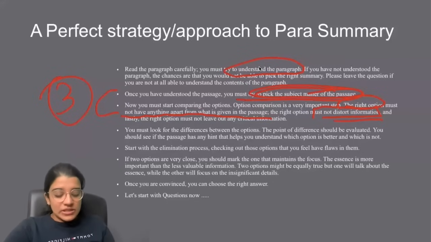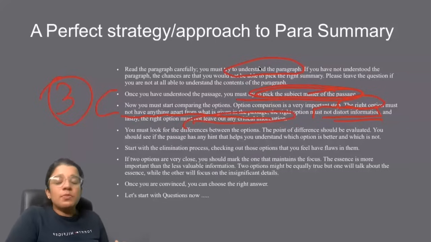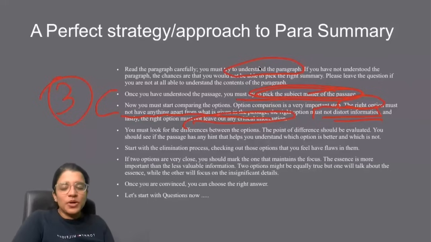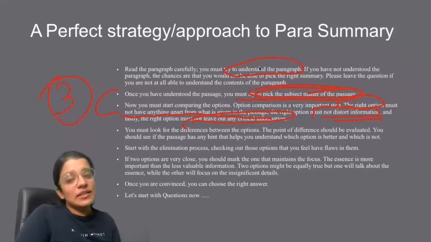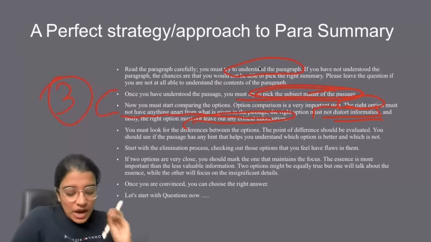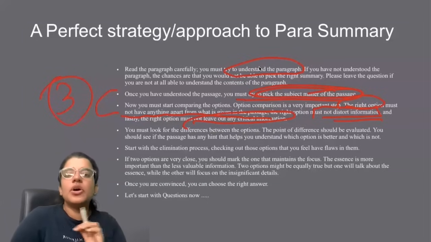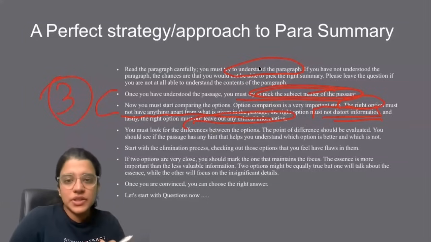और तीसरी last चीज ये है that the right option must not leave out any critical information. ये बहुत ज्यादा इंपॉर्टेंट है, one of the most important points out of all the 3 points given to you. और अगर ये चीज आपने मिस कर दी, then again you might end up choosing the wrong option as an answer. तो लास्ट ऑप्शन, तीसरी चीज क्या है? That you must not leave out any critical information.